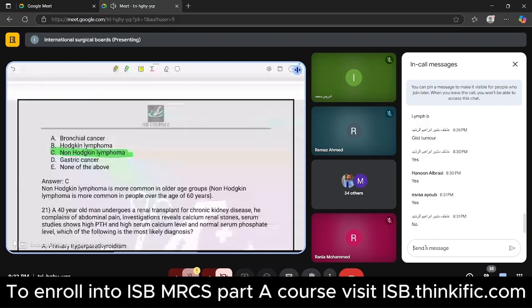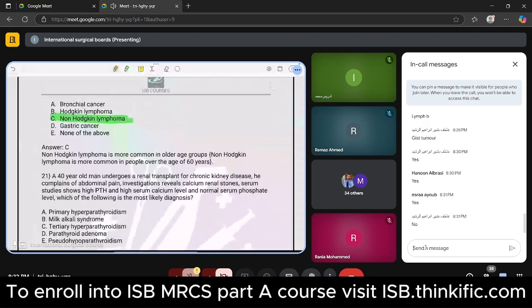Okay, let's see the next question. A 40-year-old man, undergoing renal transplant, with chronic kidney disease. He complains of abdominal symptoms, investigations reveal renal stones, and serum studies show high PTH, high calcium, and normal phosphate. What is the problem?